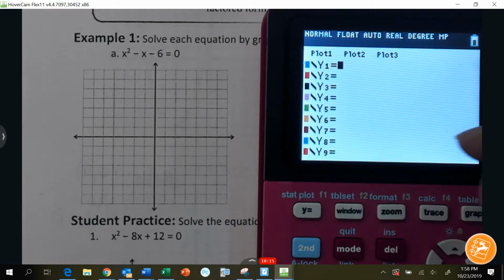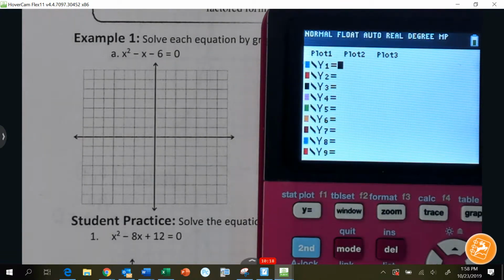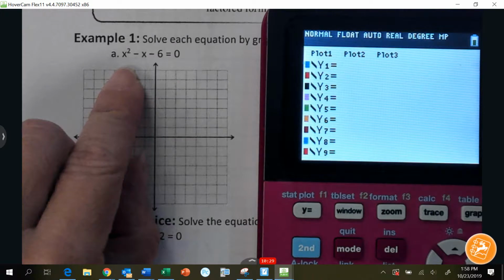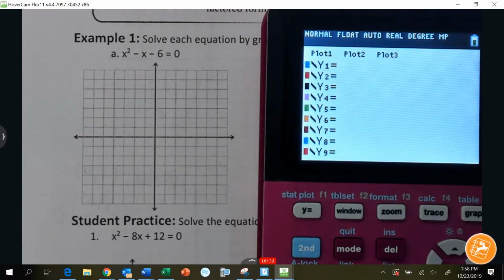You need your graphing calculator. How to turn it off? You just go up and hit enter, and you'll turn it off. Okay, let's type in. So now, this says x squared minus x minus 6. If you don't have a graphing calculator, you can use Desmos as well. So you could open up your Chromebook and you could use Desmos. You just won't be able to use Desmos on a quiz or a test.